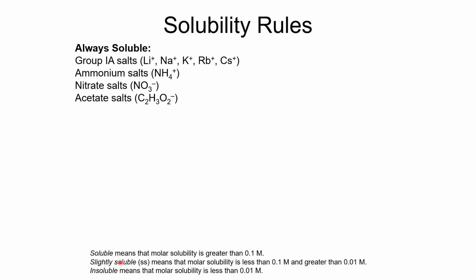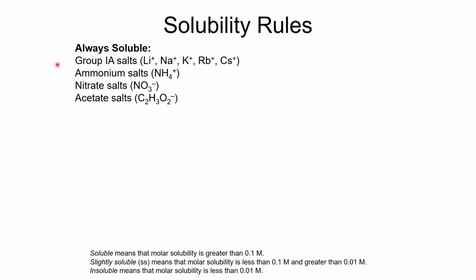You'll see the other 2 categories here, slightly soluble and insoluble. Insoluble means that it has a solubility less than 0.01, so that's 1/10 the concentration of the soluble category. And slightly soluble means it's right on the edge. It's in between the soluble and insoluble, and sometimes these can be a little bit tricky. I will point out a couple of those here in just a few minutes.